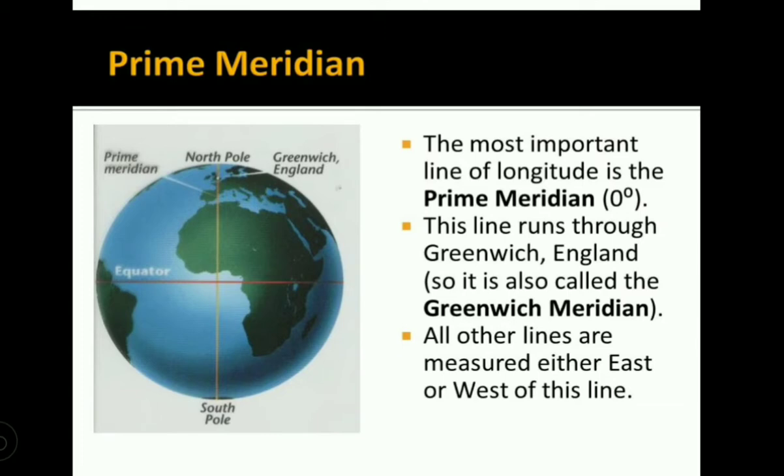Next we go through the prime meridian. The most important line of longitude is the prime meridian, as we know, and this line runs through Greenwich, England. It is also called the Greenwich meridian. All other lines are measured either east or west of this line.